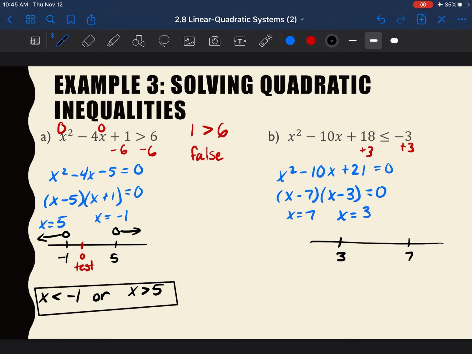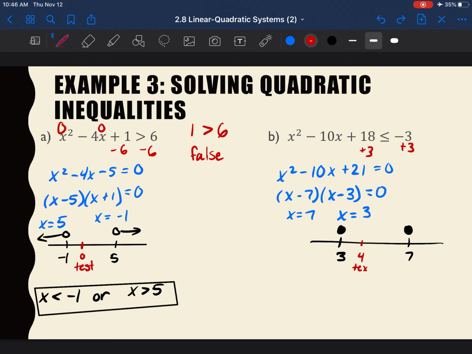Now, these were open circles on the first problem. These were open because there was no equal to, but this one does have the equal to, so we're going to end up using a closed circle on the 3 and a closed circle on the 7. Again, choose a test value in between both of these. It doesn't matter which number. I would recommend that you do a whole number. If 0 is a possibility, that would be my recommendation, but 0 is not a possibility here.